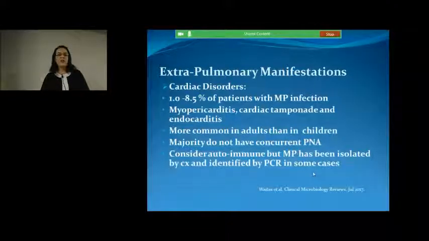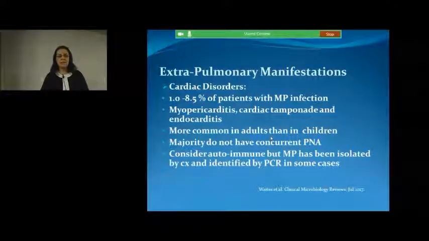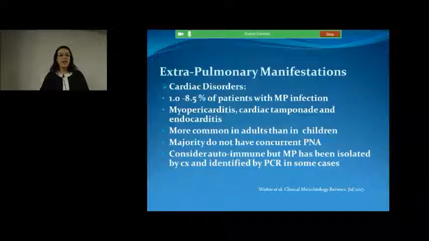Cardiac disorders occur in 1 to 8.5% of the patients. Myopericarditis, cardiac tamponade, and endocarditis are the most common ones. The cardiac disorders are more common in adults than kids. The majority do not have a concurrent pneumonia. It is considered autoimmune, but Mycoplasma has been isolated in culture and identified by PCR in some of those cases.